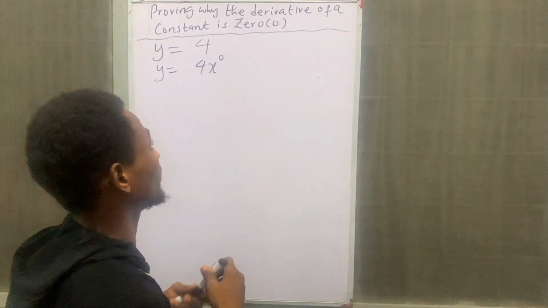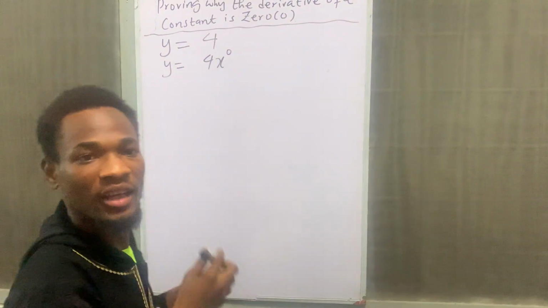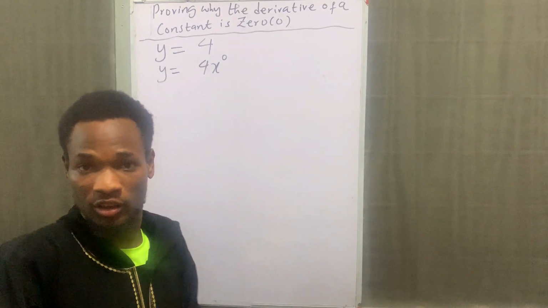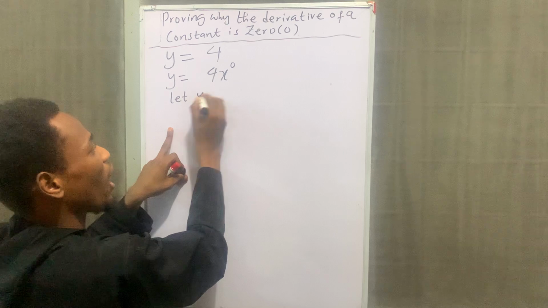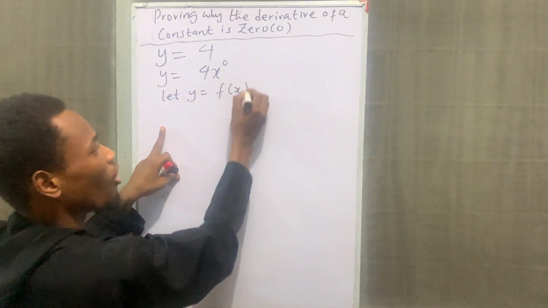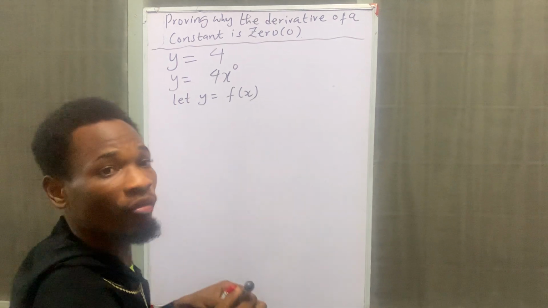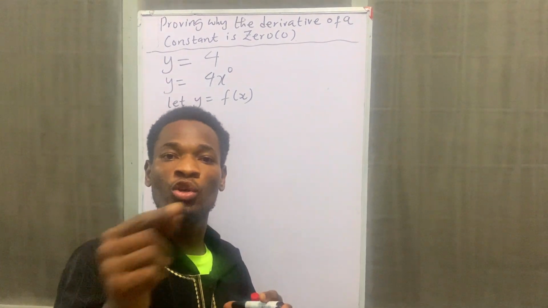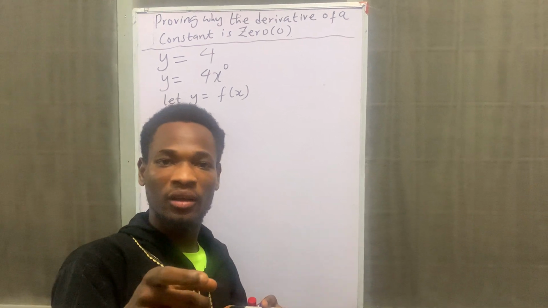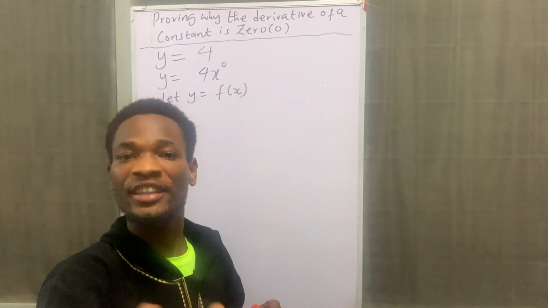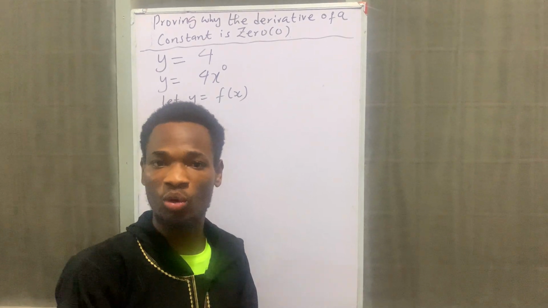Are you okay? Now, I will say let y represent f of x. That's my function. So I will say let y be equal to f of x. Now to prove why the derivative of a constant is always 0, we prove that using differentiation from first principle. And differentiation from the first principle, we know the formula to be what?